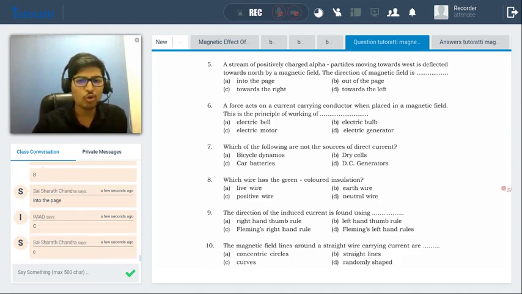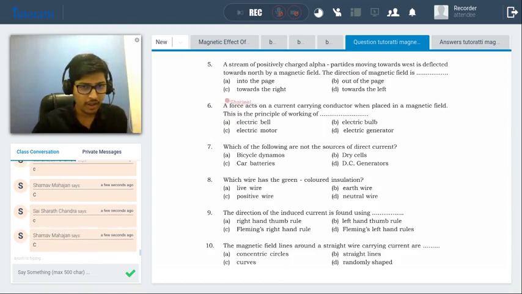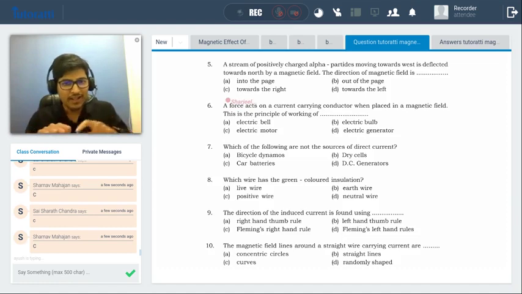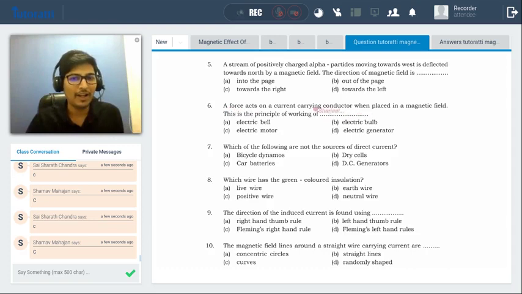Which of the following are not the sources of direct current? Bicycle dynamos, dry cells, car batteries, and DC generators. Any idea, anyone, about this? The answer is A. DC current is basically cells and batteries. Okay? So dry cell is a source of direct current. Car battery is a source of direct current. The name itself is DC generator, right?